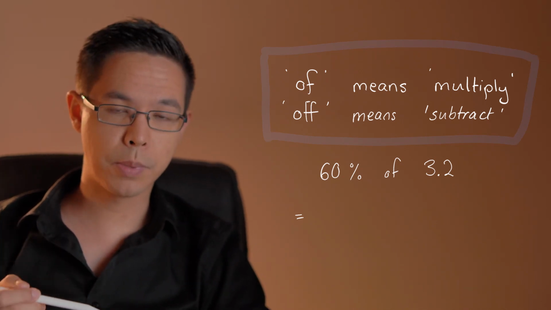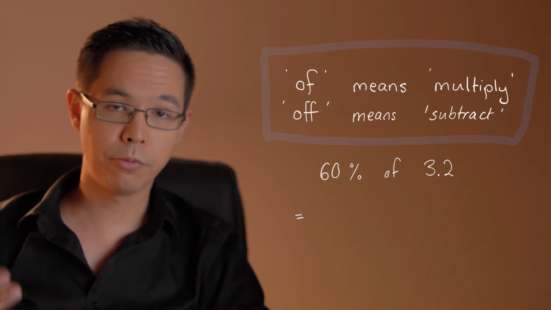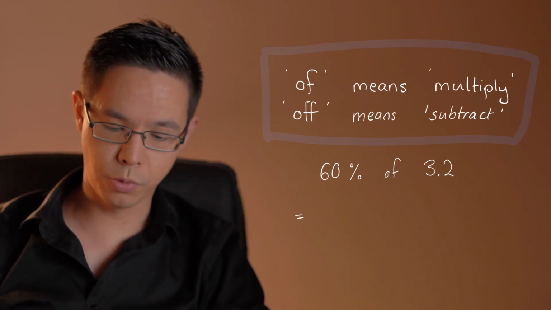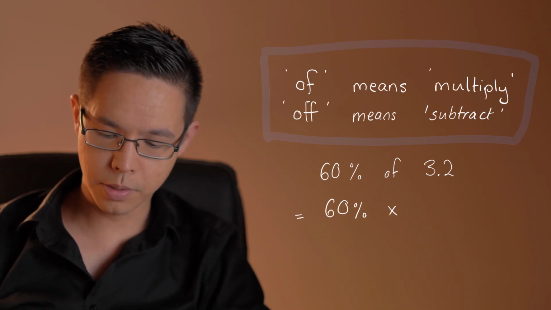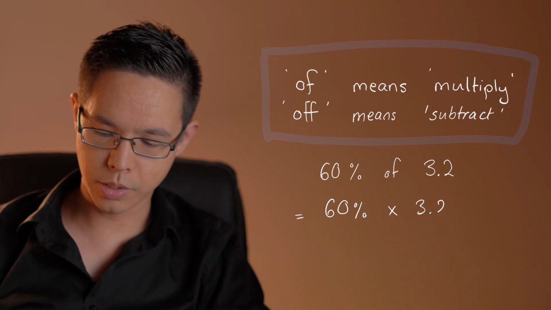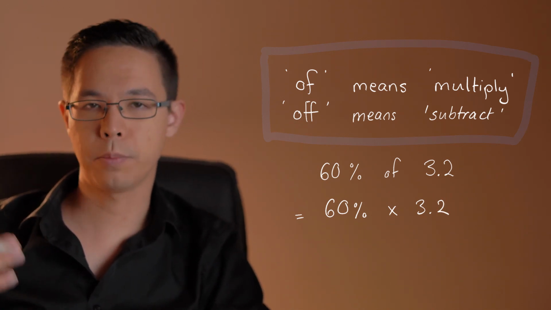I've got two examples here. I've got 60% of 3.2. If we translate that into mathematical form, what we're actually saying here is 60% multiplied by 3.2. Then we're going to look at some of the maths tricks on how to proceed from there.